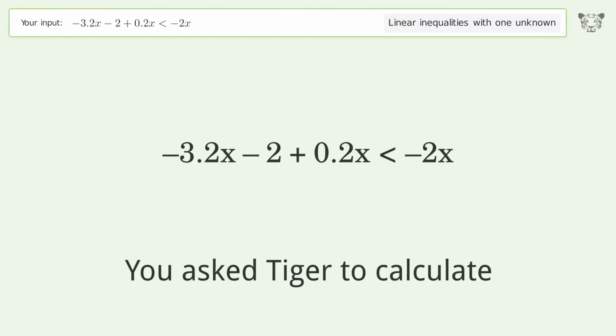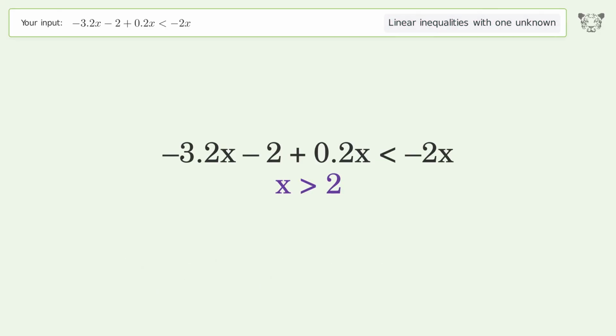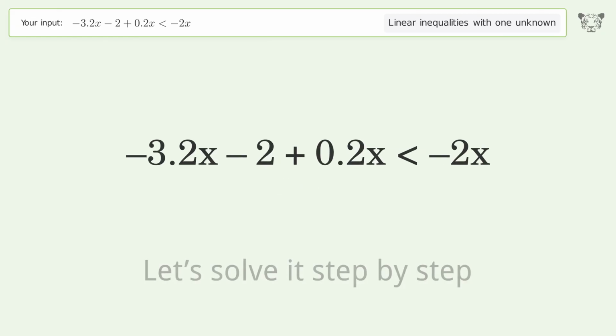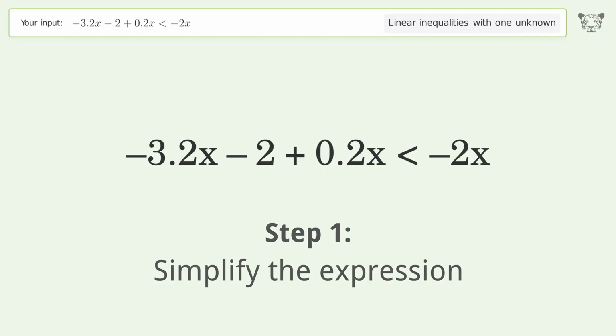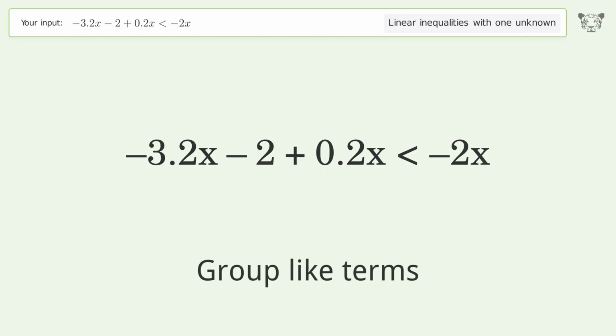You ask Tiger to calculate. This deals with linear inequalities with one unknown. The final result is x greater than -2. Let's solve it step by step. Simplify the expression. Group like terms.